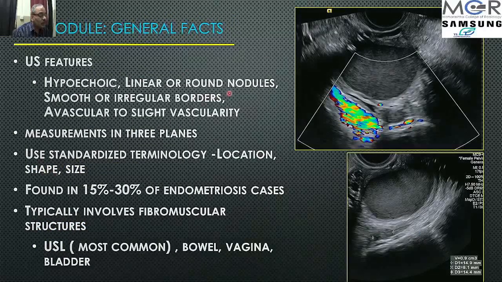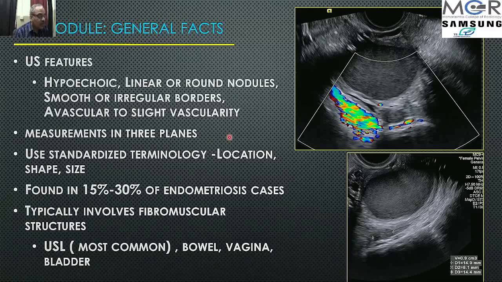So how do these nodules appear? Generally, the ultrasound features of these nodules are that they appear either round or linear. They can have smooth or irregular borders, and mostly they are avascular, as seen here, or can have some slight vascularity. The group consensus says you need to measure the nodules if seen in all three planes and report accordingly. And we need to use standardized terminology including location, shape and size of the nodules.